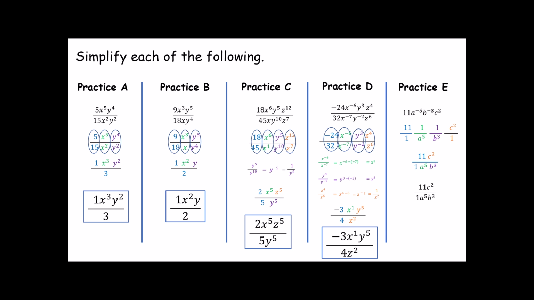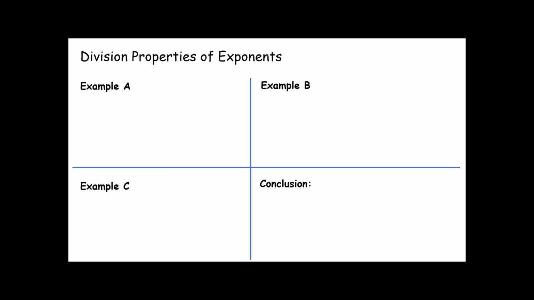Let's learn another rule. Once again, we're going to do three examples. I want you to look for a pattern that's going to help you to do this more quickly. 7/9 to the 3rd. Well, that's 7/9 times 7/9 times 7/9. Or 7 times 7 times 7 is 7 to the 3rd. 9 times 9 times 9 is 9 to the 3rd.